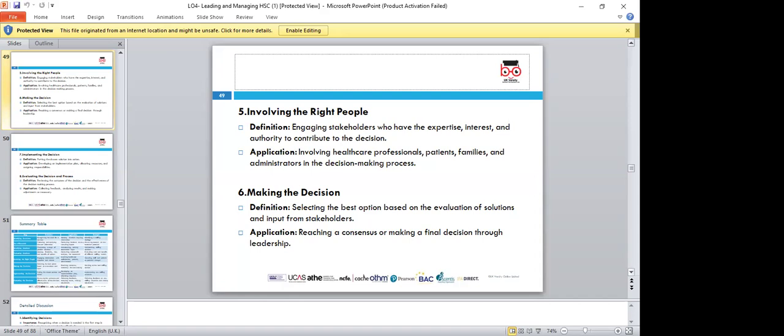Making a decision, of course: selecting the best option based on the evaluation of solutions and input from stakeholders. The application will be that you are reaching a consensus or making a final decision through leadership.